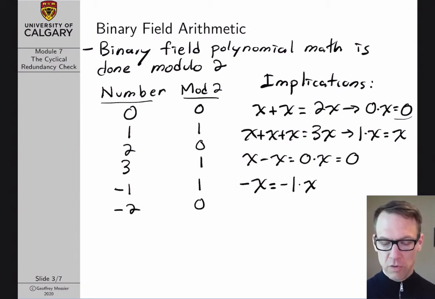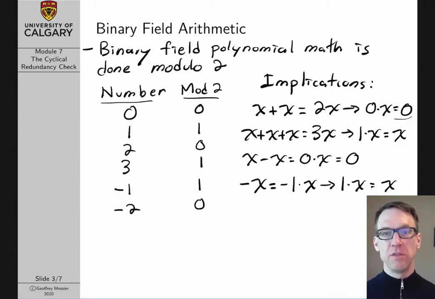Negatives are just switched over to their equivalent positive value modulo 2, so this is then equal to 1 times x, which is just equal to x. And so negative values basically end up getting converted into positive values.